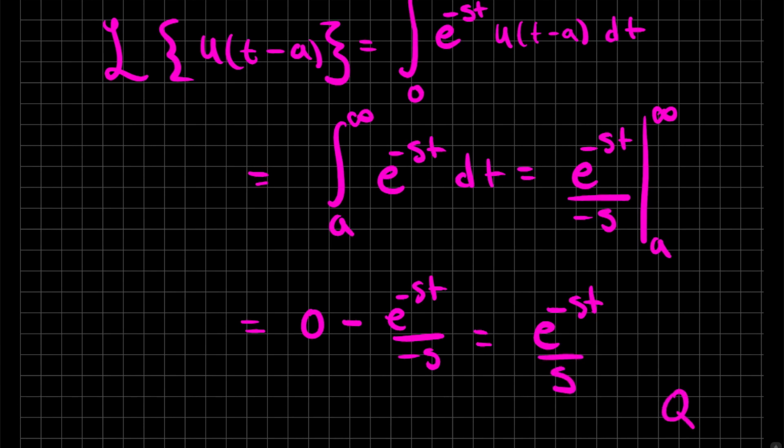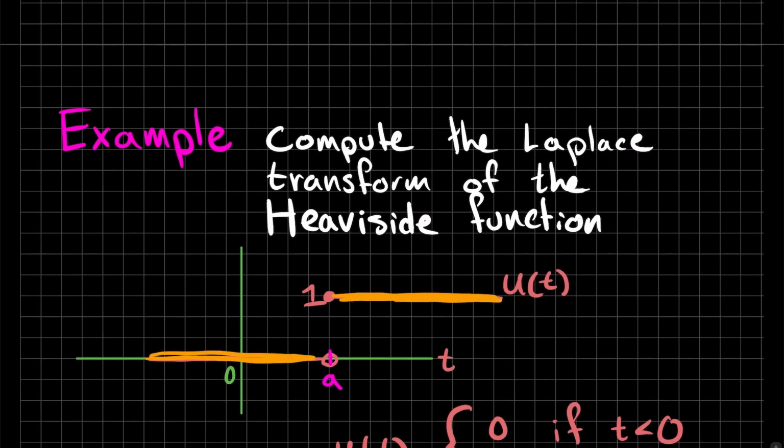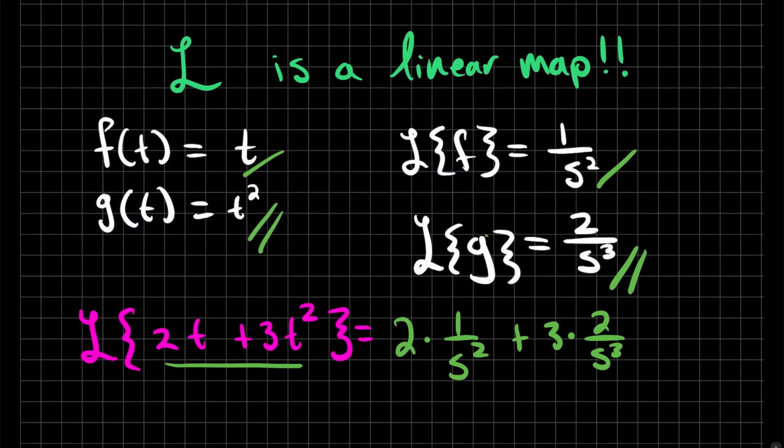All right, so I gave you two ways to compute the Laplace transform of functions. One way is the definition, which is this example. The other one was using what you know, using tables of Laplace transforms, and using the linearity property.